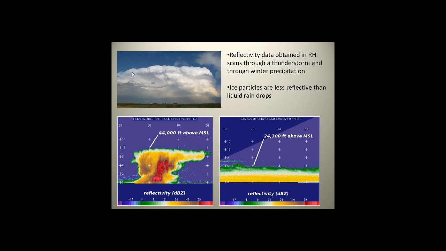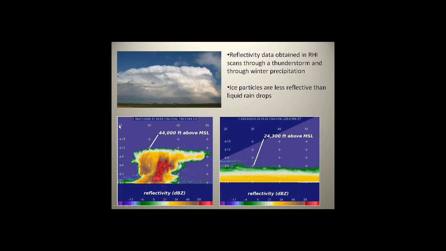On the left is a photograph I took at the radar site of a thunderstorm, and this is an RHI scan at just about the same time. So the radar is behind me as I'm taking this picture. We stopped the antenna at an azimuth of 150 degrees, which is a little south of southeast, and that corresponds to a vertical slice right about through this part of the storm here.